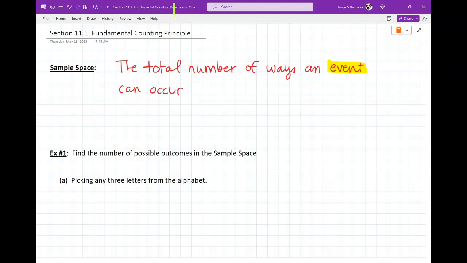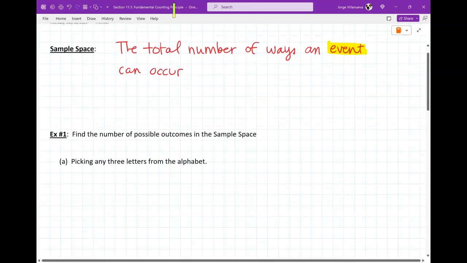That way you know, like, okay, they said that someone's going to shoot 3 free throws. So that's 3 underlines because each underline is a shot, right? So he shoots it once, shoots it twice, shoots it 3 times. That's one event, one event, one event, okay? Maybe rolling a die, right? That can be an event as well. So let's look at the first example. It says example number 1, find the number of possible outcomes in the sample space.